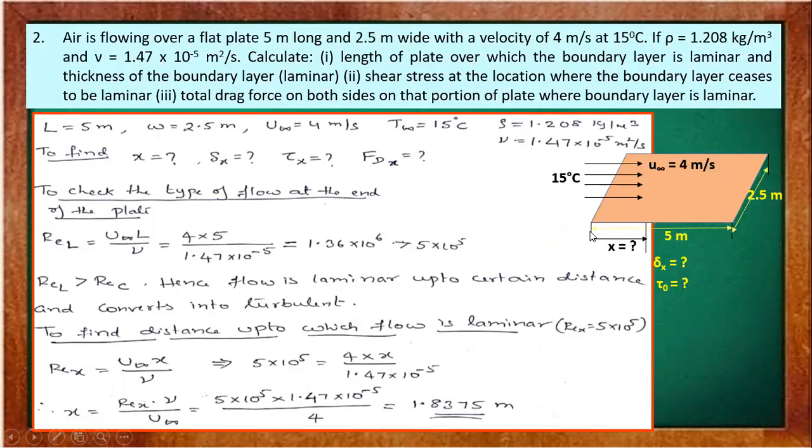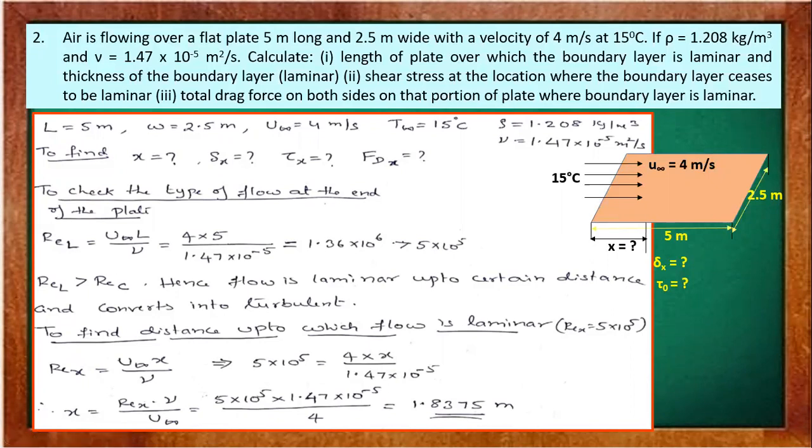That means as the flow takes place from the leading edge to the trailing edge, we need to find the location where the flow changes from laminar to turbulent, and that location is given as X here. Then the shear stress at the location where the boundary layer ceases to be laminar, that is at a distance of X from the leading edge. Next is the total drag force on both sides on that portion of the plate where the boundary layer is laminar. That means drag force on either side of the plate, only in the laminar region.